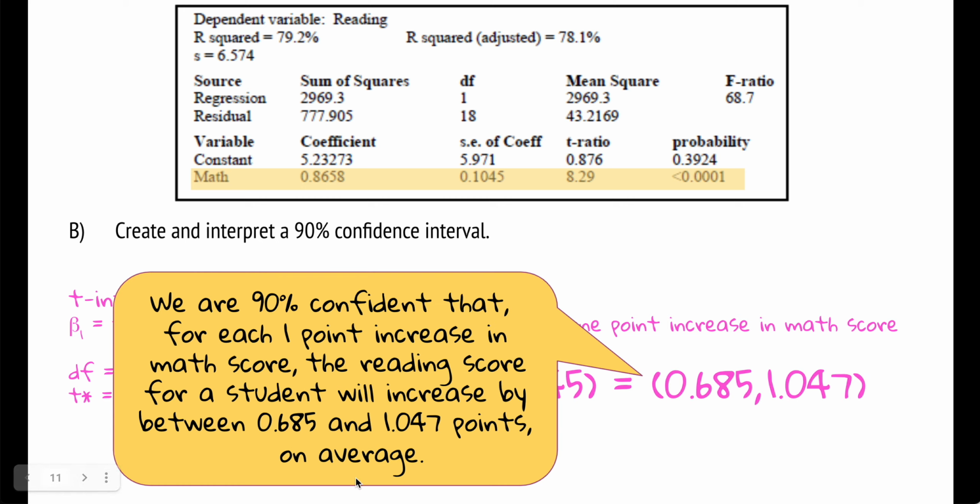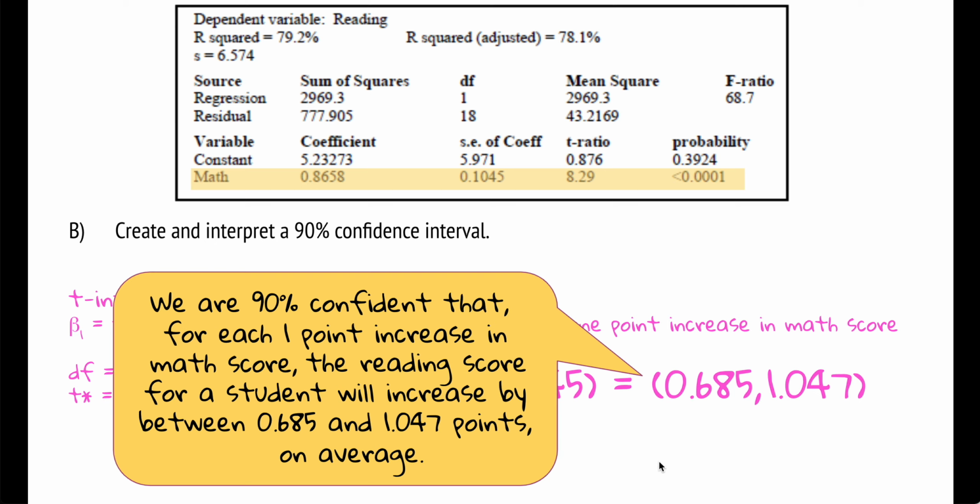We want to make sure we're including the word average or mean, so we could also say the mean reading score for a student will increase. We could put the on average somewhere else in the sentence, but we do need to make sure and mention that it is an average and not necessarily like an actual prediction for each individual student. It's an average prediction, right? So that is how we do our confidence interval.